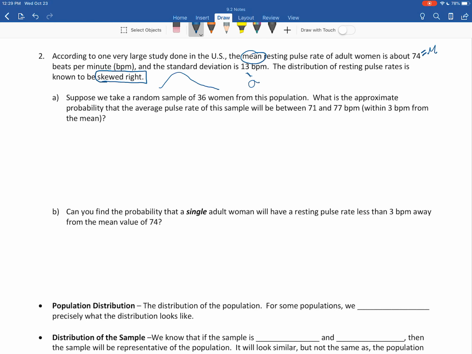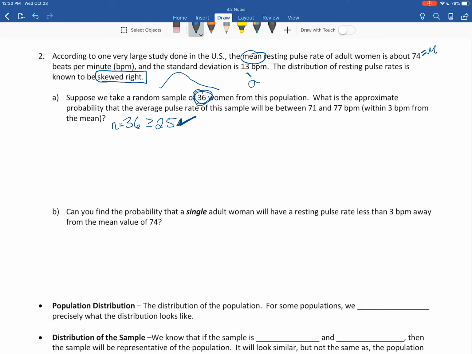It says, suppose we take a random sample of 36 women from this population. 36 is my sample size, which is greater than or equal to 25. The only reason I can proceed with this question, because the original was not normal, is that I needed my sample size to be at least 25. It is, which means I can proceed and use the normal calculator.